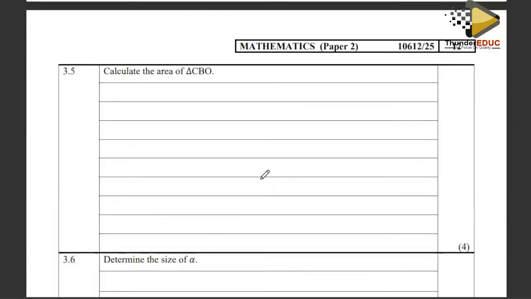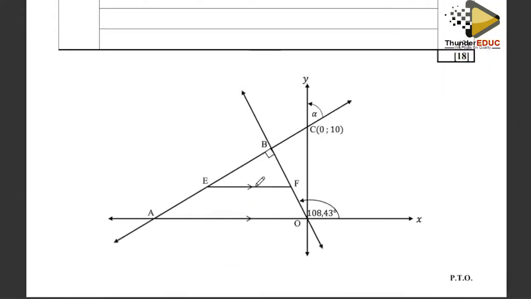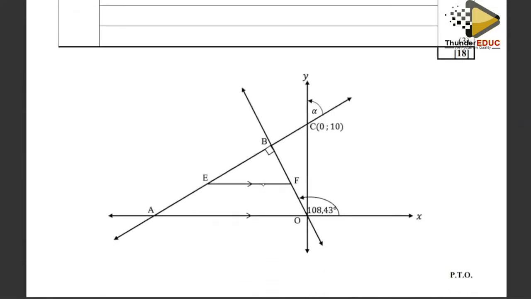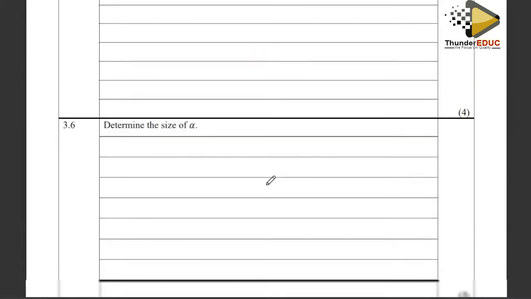Then 3.5, we want the area of CBO. What do we notice? We notice that this is a right angled triangle. Now, there are 2 ways to do this. How many marks is this question? It's 4 marks.